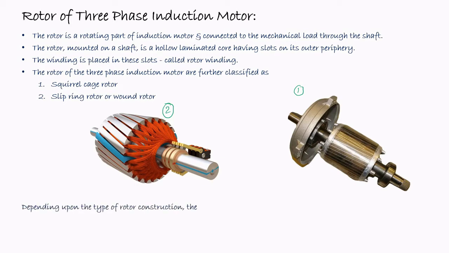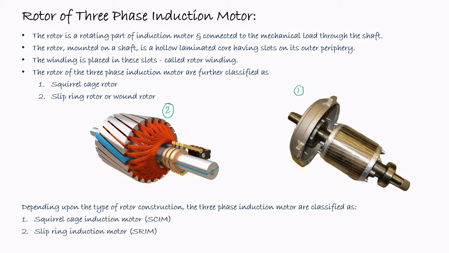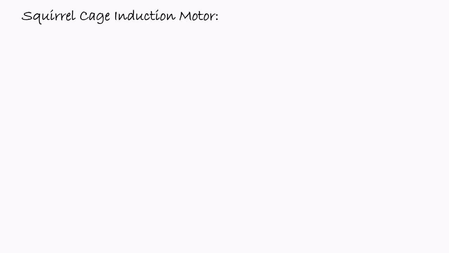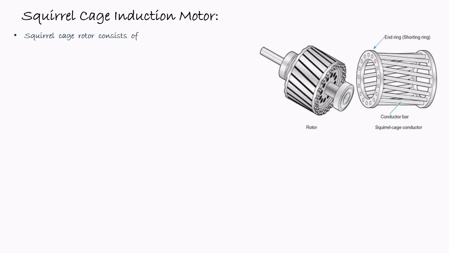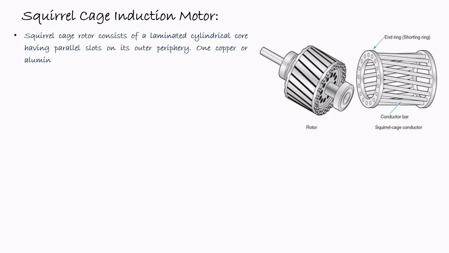And depending upon the type of the rotor construction, the three-phase induction motor is also classified as squirrel cage induction motor and slip ring induction motor. Let's see the squirrel cage induction motor. Here in this figure, the construction of the squirrel cage induction motor is shown.